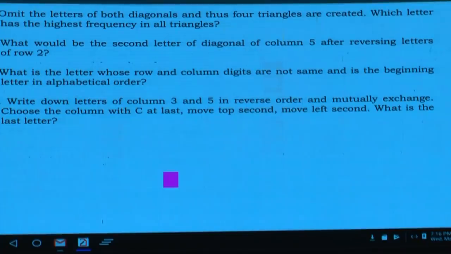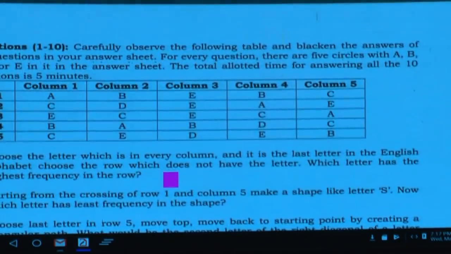Now if you reverse the elements and again interchange this one, column 3 and column 5, and they are written in the reverse order and they were mutually exchanged, then choose the column with C at last. Are we having C at the last as of now? As of now C is not at the last, but these letters are written in the reverse order and C is at this place. Now this C should be written in the reverse order, C comes to this place. As C comes to this place, 3 and 5 are mutually exchanged, then C will come to this place. Hence now we have to take which column? Now we have to take the third column, and choose the column with C at last. That is the third column.